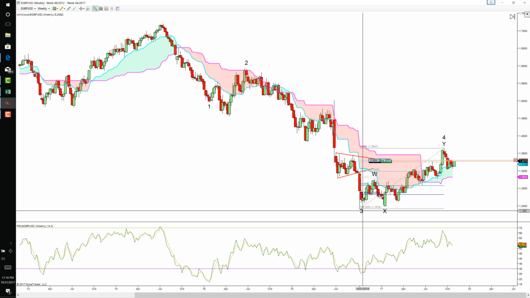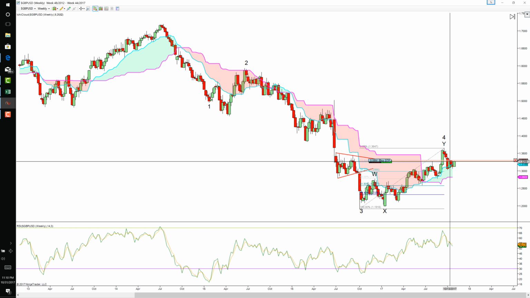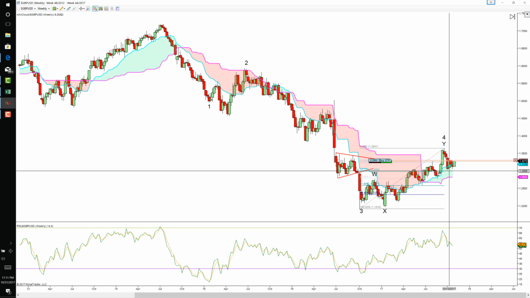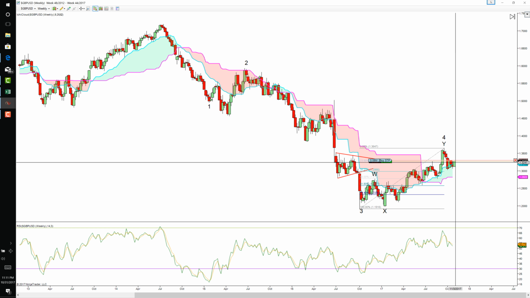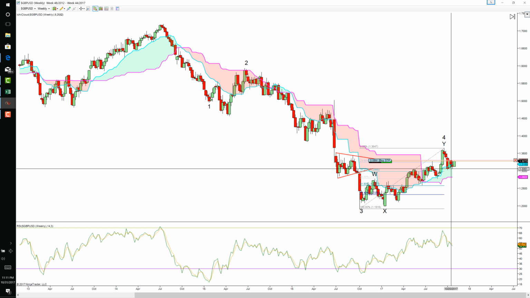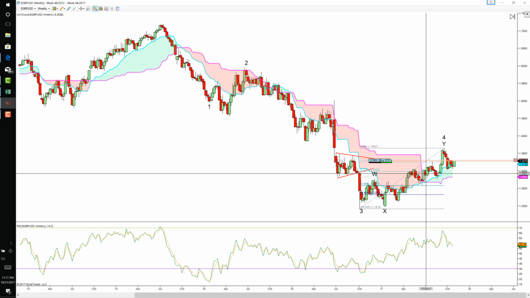You can see if this is 3, this is a WX, and this is a Y4. The only other thing I can think of is this is not a 3 and this is a 5, and now you have a 1, 2, 3, and now you're working on a 4. And now this is actually possibly the A here, and now you're working on either a triangle B or a flat B or an X. So that is possible too, but I don't know.